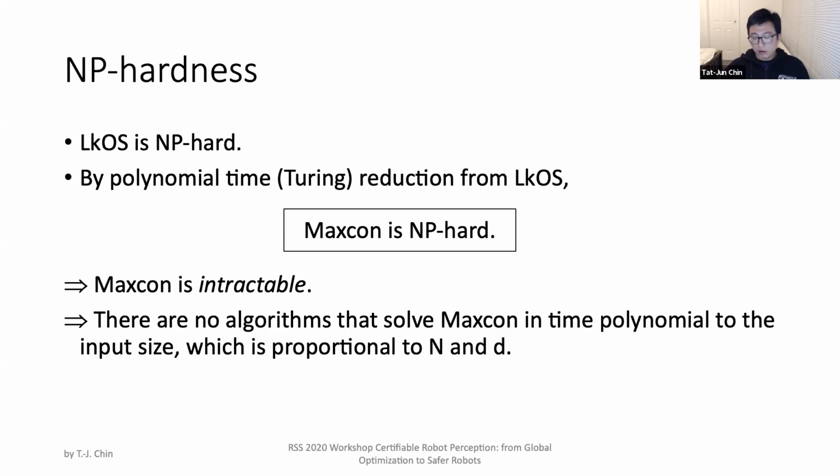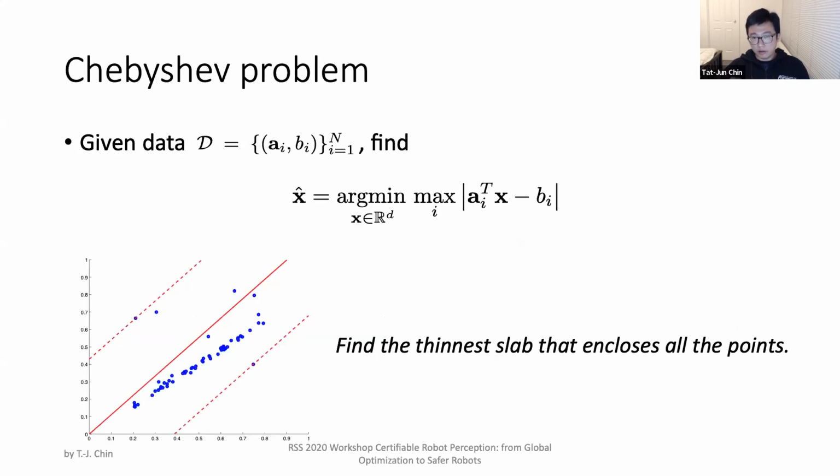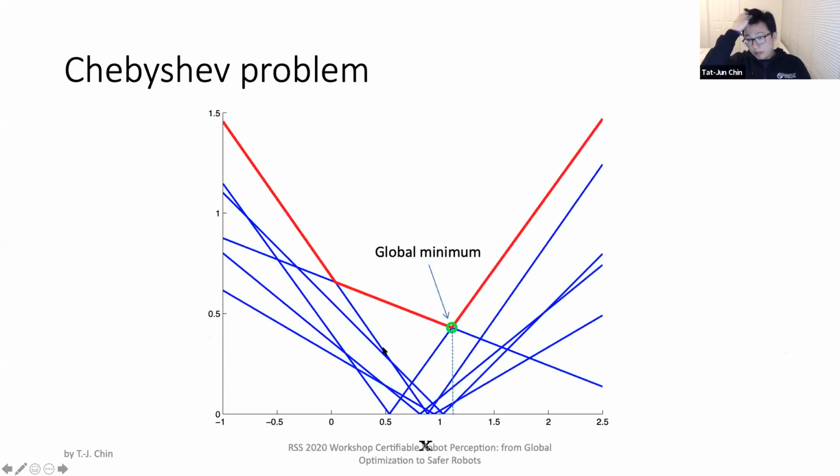As we said, the cost function is non-convex. So we can push this further and say, hey, let's say I solve a different problem first. I'm minimizing the max norm. This is a different name for it, the Chebyshev problem. Find the thinnest slab that encloses all the points. So Anders kind of mentioned this.